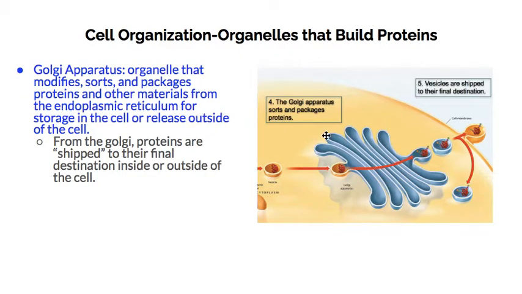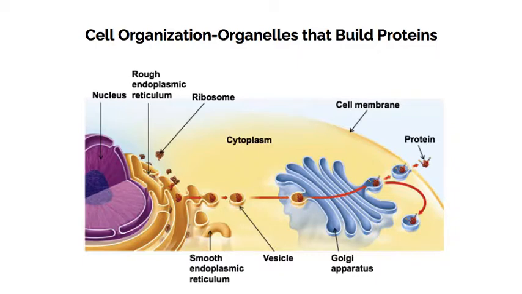5 of protein building. So the Golgi apparatus sorts and packages proteins, and then vesicles are shipped to their final destination. So here again is kind of that overview for the organelles that build protein. Okay, we have your ribosomes, rough endoplasmic reticulum. Okay, smooth endoplasmic reticulum is here, but again, that's not really necessarily involved in the protein process. Those are packaged in vesicles, go through the Golgi apparatus once again, vesicles shipped, organized, and then the proteins are exported.